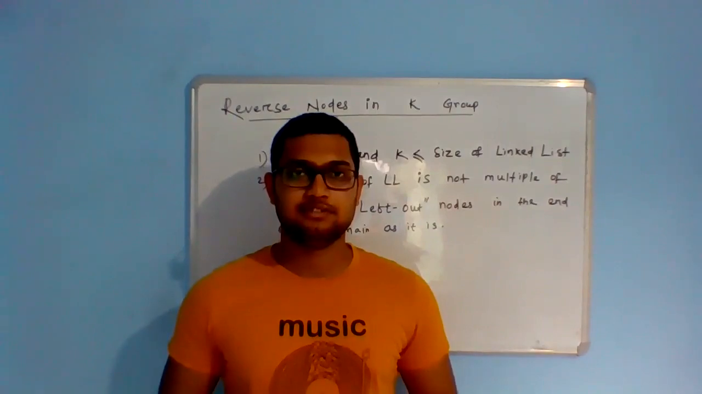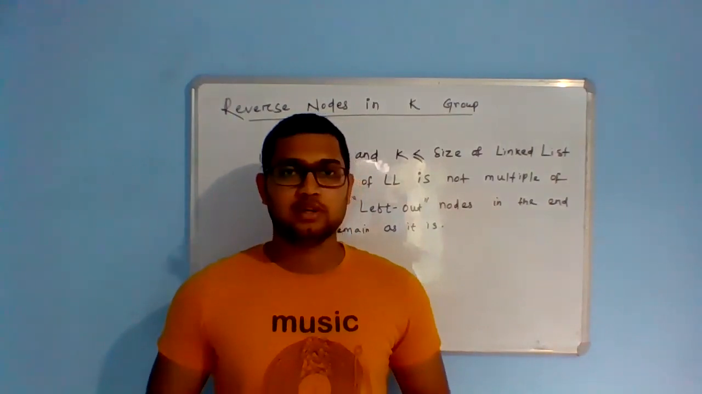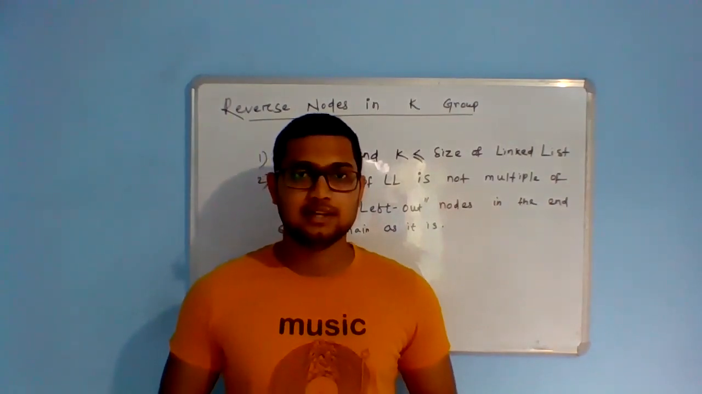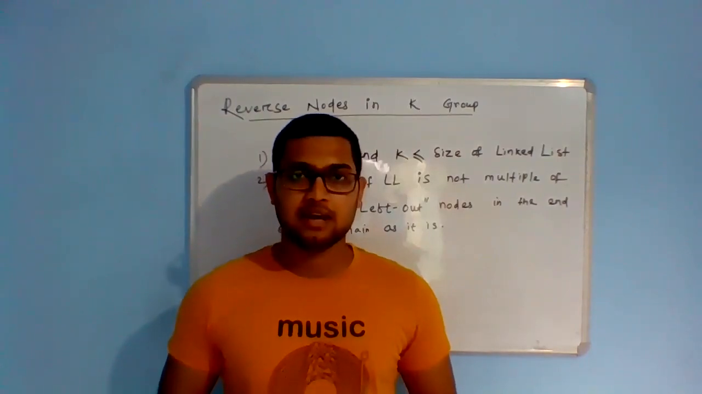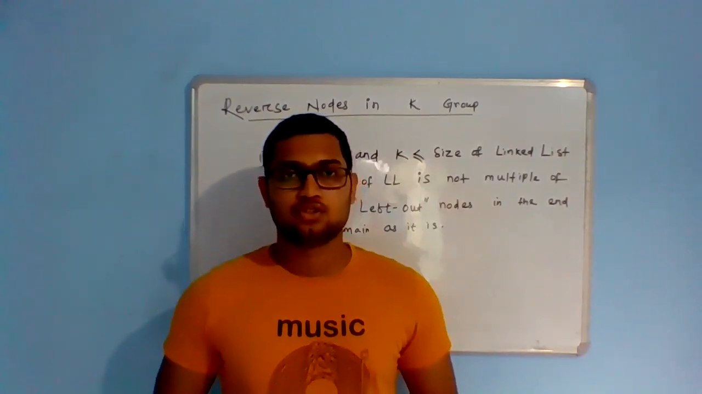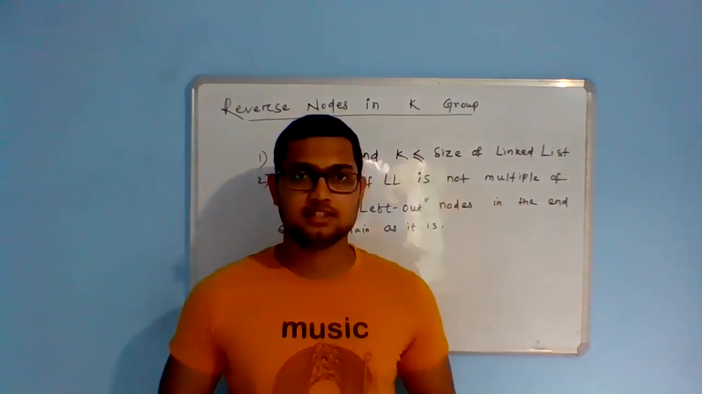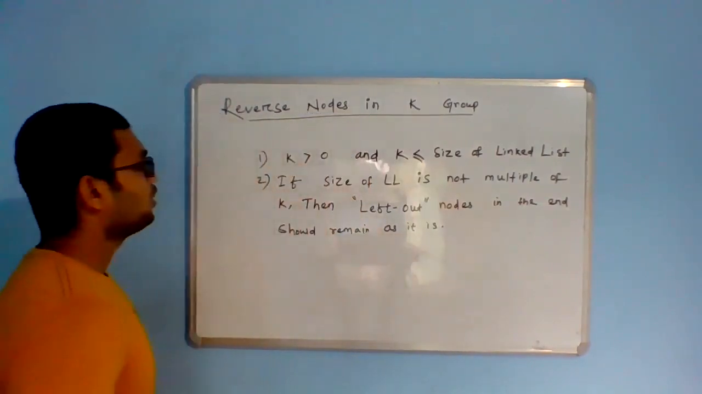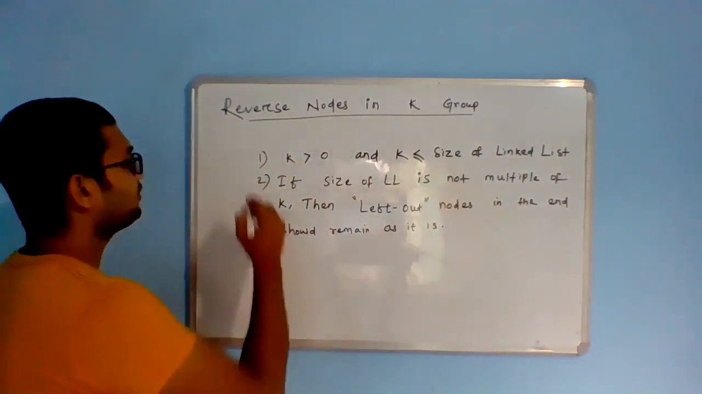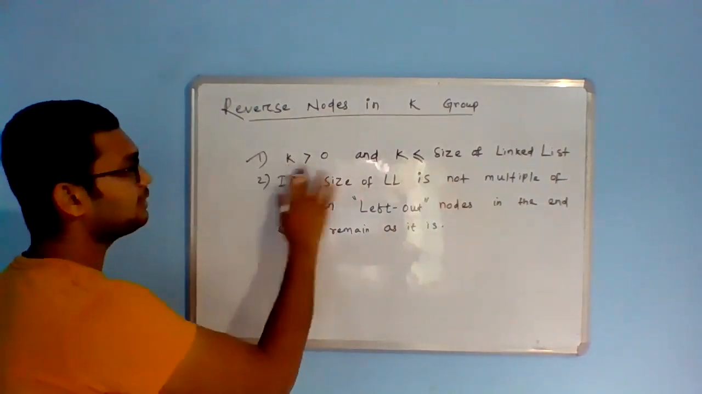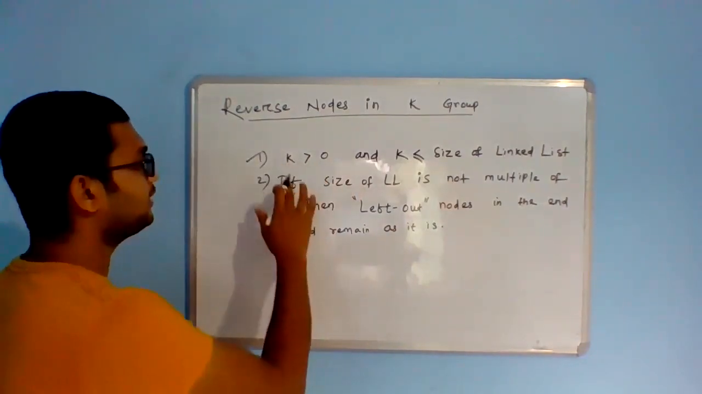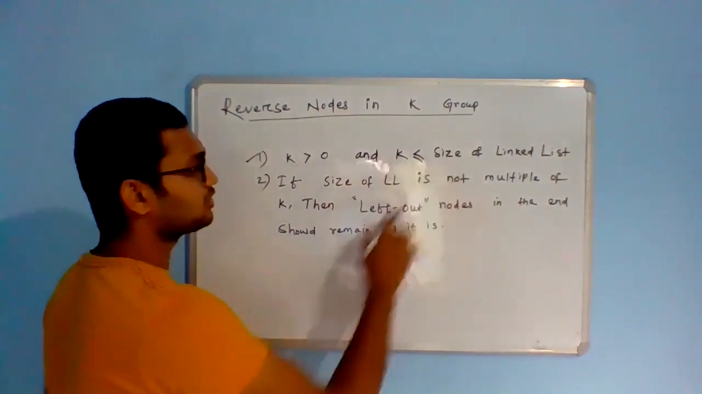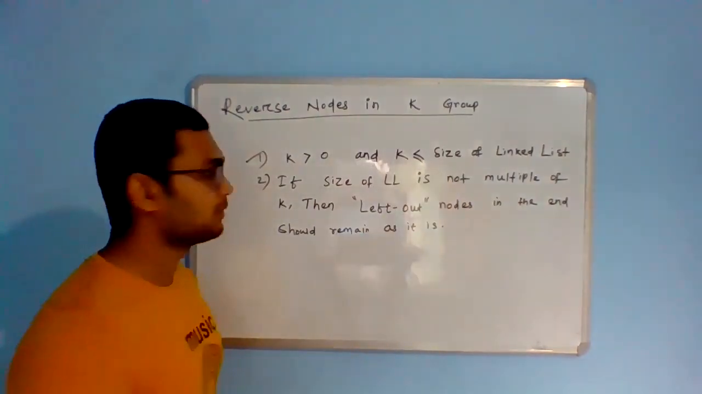So the question is reverse nodes in K group. In this question, we have a singly linked list, and along with it we have an integer K. So let's read out some conditions in this particular question. In the first condition, K is a positive integer, greater than 0 and less than or equal to the size of the linked list.